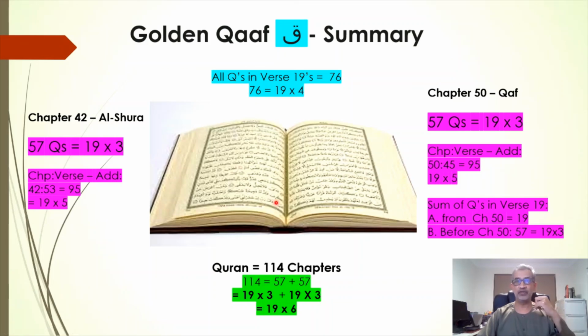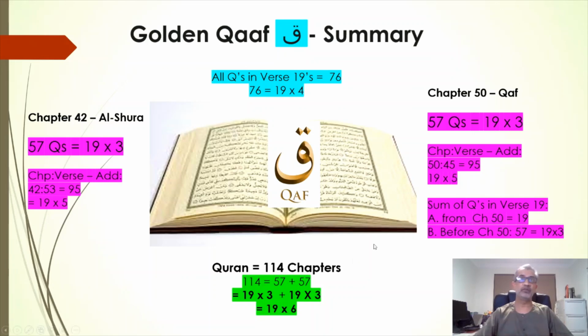I know if you don't like numbers too much, I try to make it as visual as possible, but also having the data points underneath to prove that this isn't just smoke and mirrors. So that's what I call the golden Qaaf.